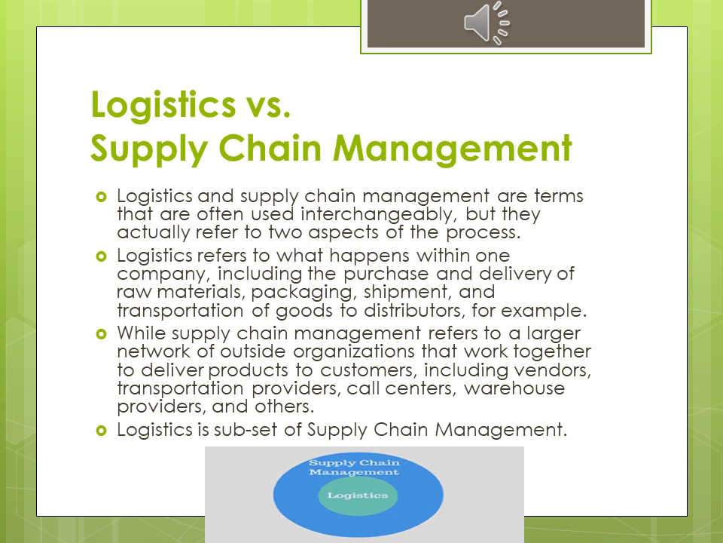Logistics and supply chain management are terms that are often used interchangeably, but they are actually two aspects of the process. Logistics refers to what happens within one company, including purchase and delivery of raw material, packaging, shipment, and transportation of goods to a distributor, for example. While supply chain management refers to a larger network of outside organizations that work together to deliver products to customers, including vendors, transportation providers, call centers, warehouse providers, and others.